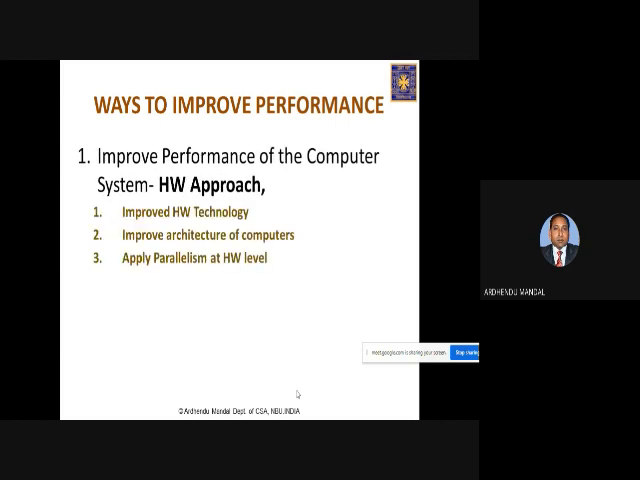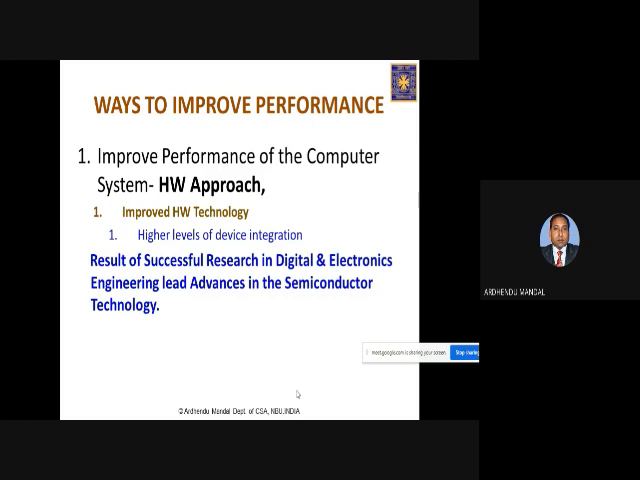So from hardware-based approach, what we can do in case of hardware, we can either improve the technology, or we can improve the architecture of the computers, or we can apply some kind of parallelism at hardware level. We will see all this gradually. So in case of hardware improvements, generally this role is played by the Department of Electronics, and mostly now digital electronics. Analog is gone, and semiconductor industry.